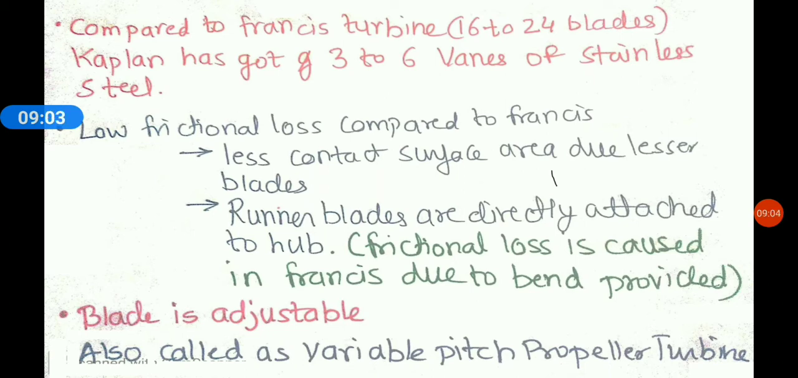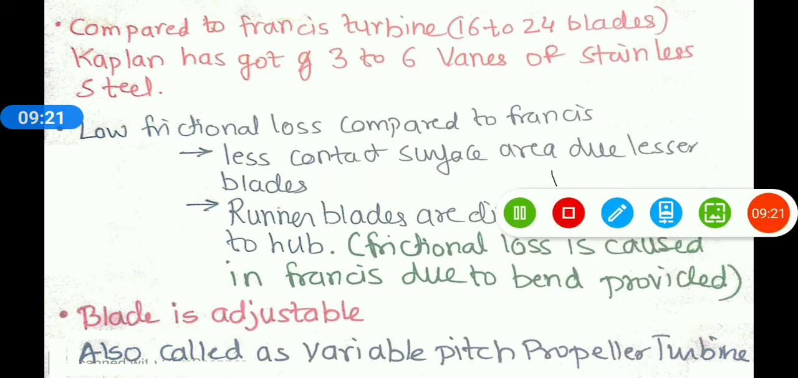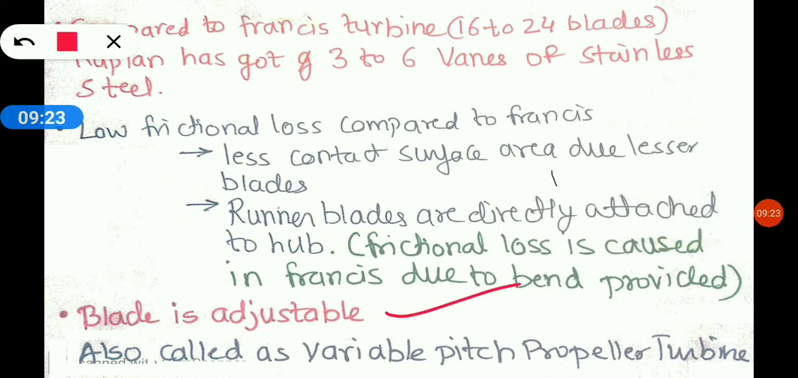See, what has been observed is that in other turbines, as the load changes the efficiency drops. But in the case of the Kaplan turbine, by adjusting the blade, even if the load is very low, you can keep the efficiency constant by changing the blade angle. That's why this is a very important characteristic, and the blades are adjustable. That's why it is also called a variable pitch propeller turbine.